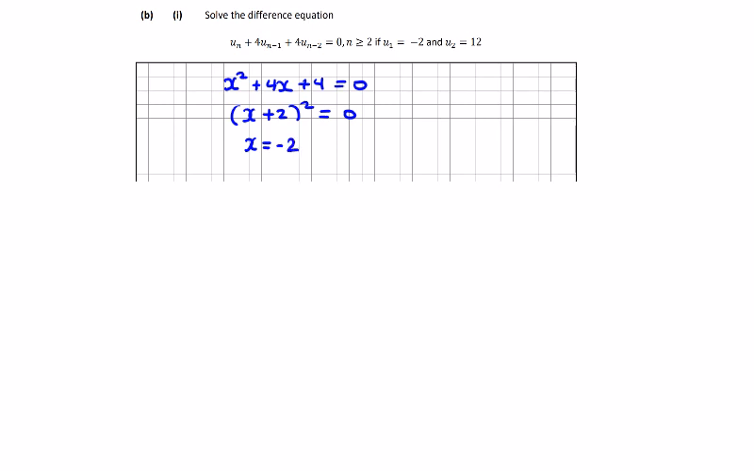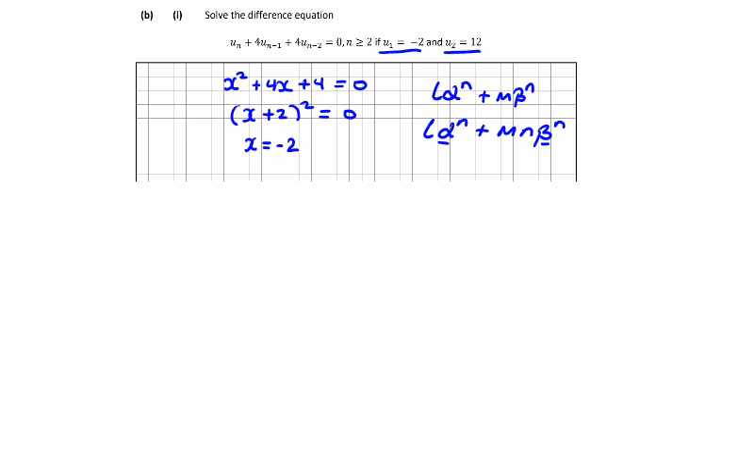And the difference equation formula is L alpha to the power of n plus m beta to the power of n for 2 roots. When it's just a single root, it's L alpha to the power of n plus m n beta to the power of n. So we have alpha and beta. We're told U1 and U2, so we can solve for L and m.